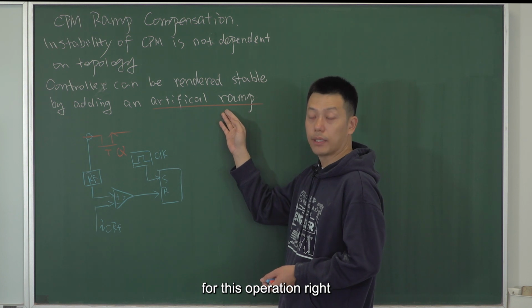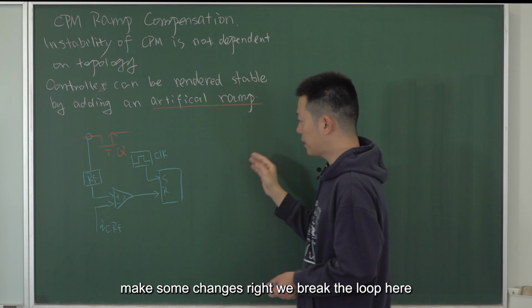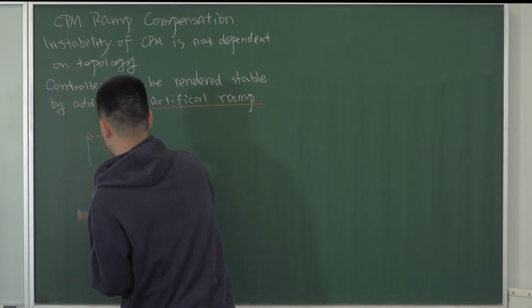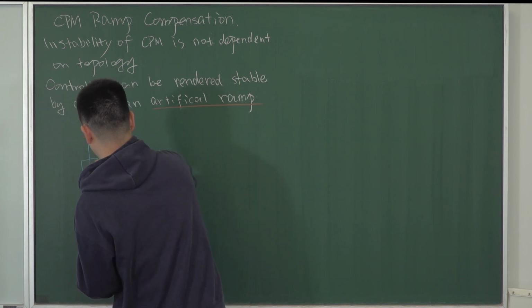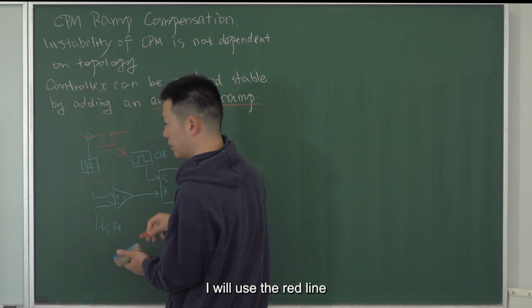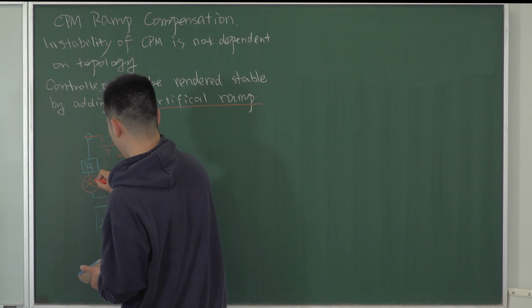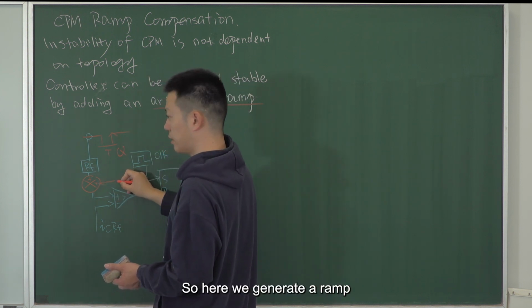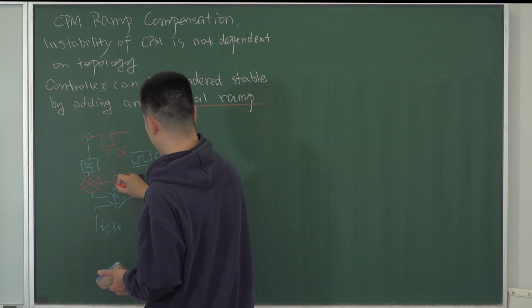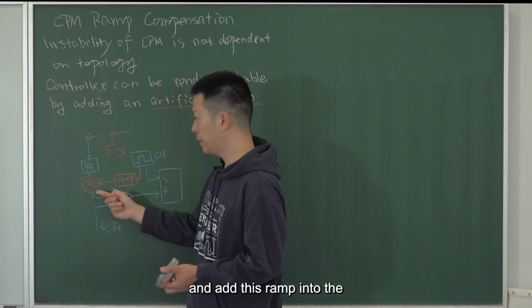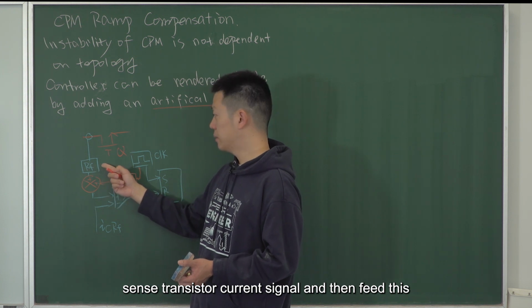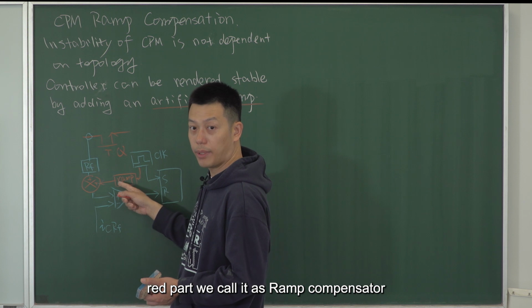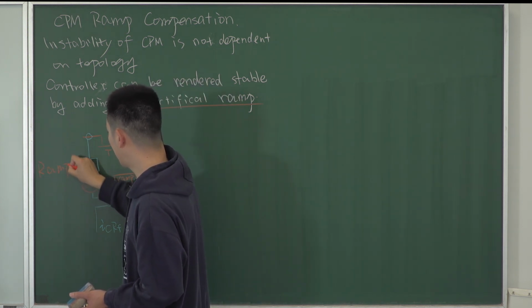For this operation, adding the artificial ramp means that we made some changes. We break the loop here by adding an operator, which I will draw with the red line, with the artificial ramp. Here we generate a ramp, also from the clock signal, and add this ramp into the sensed transistor current signal and then feed this sum into the comparator. This red part we call ramp compensation.